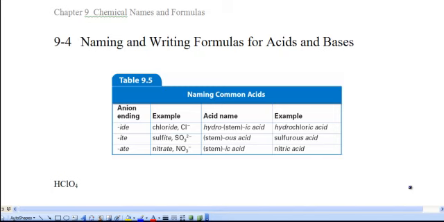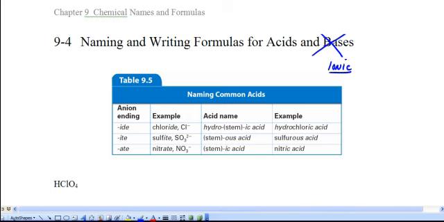We're in 9.4, where we're going to be naming and writing the formulas for acids and bases. Now, in fact, we're actually not going to show you how to name bases. You already know how to do that, so I'm going to cross that out. Bases are simply ionic compounds, and so you've actually already named bases back in 9.2.